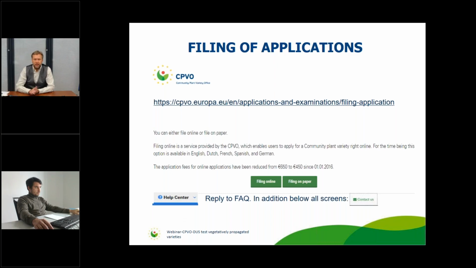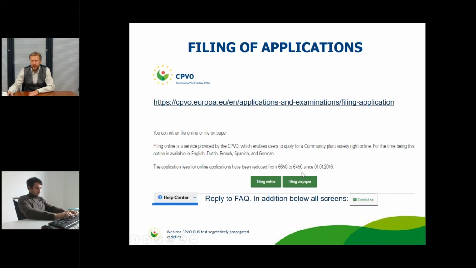How to file an application? This will be done online via our website. When you go on our website, you find this field. Clicking there, you file online, or you can do it on paper, and all forms required you will also find on the web page. The advantage of filing online is not only a price difference.